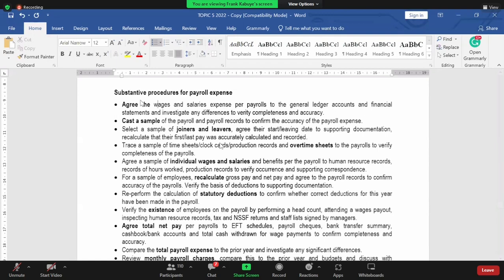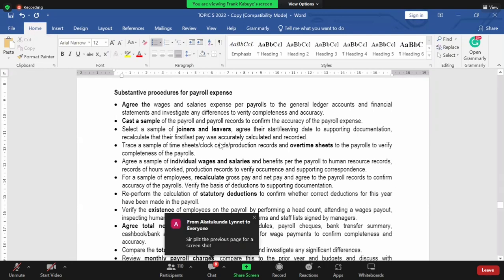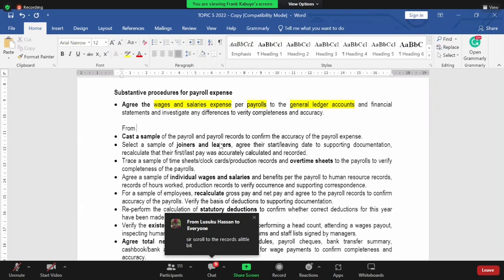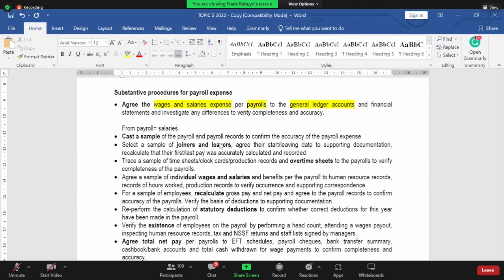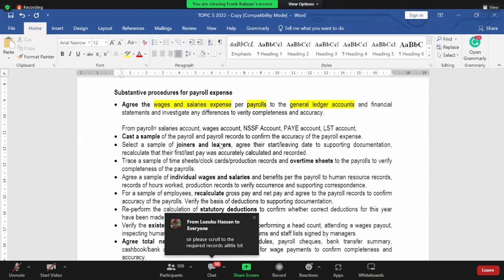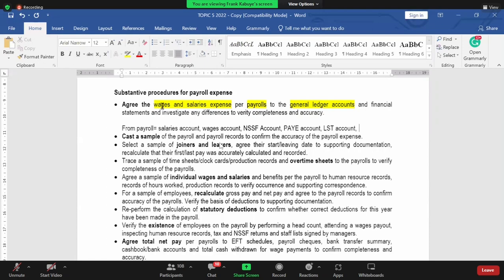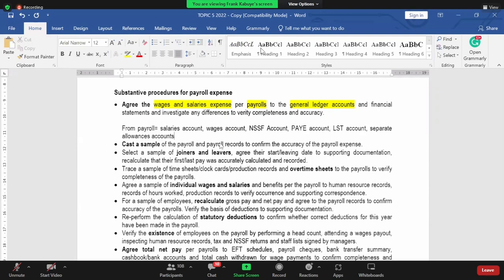And then to the financial statement, because from payroll, we have these accounts. There is a salaries account for all workers. There can be a wages account if there are wages. There's an NSSF account. There's a payee account. There is an LST account. Have the allowances, the separate allowances accounts, etc. That's why I'm saying that you agree. You're going to agree the payroll to the general ledger accounts, because there are very many. That's why I call them accounts. They are very many.